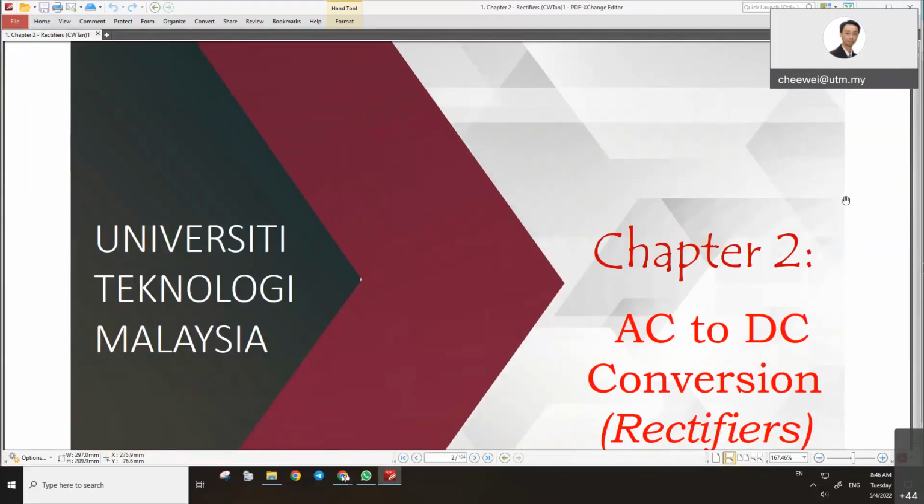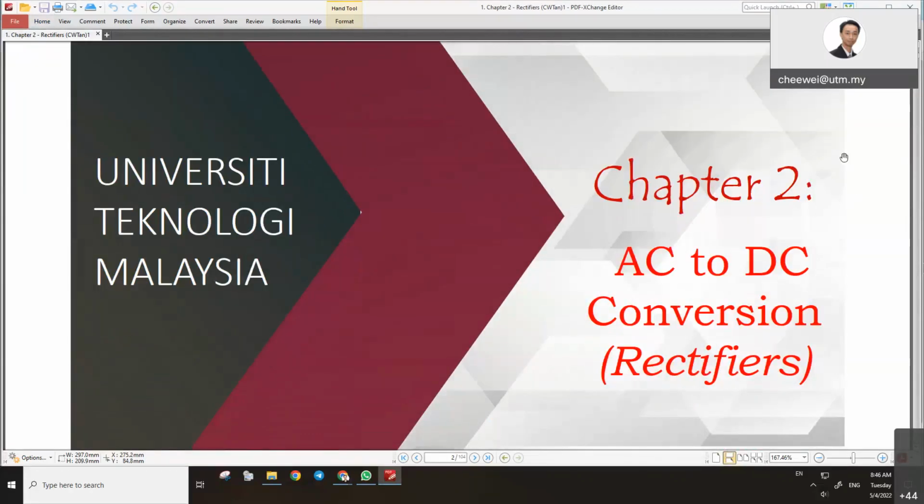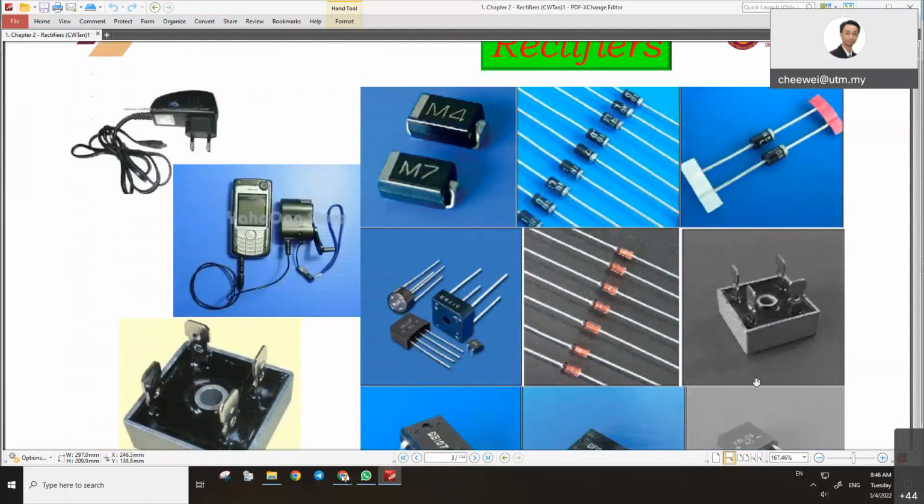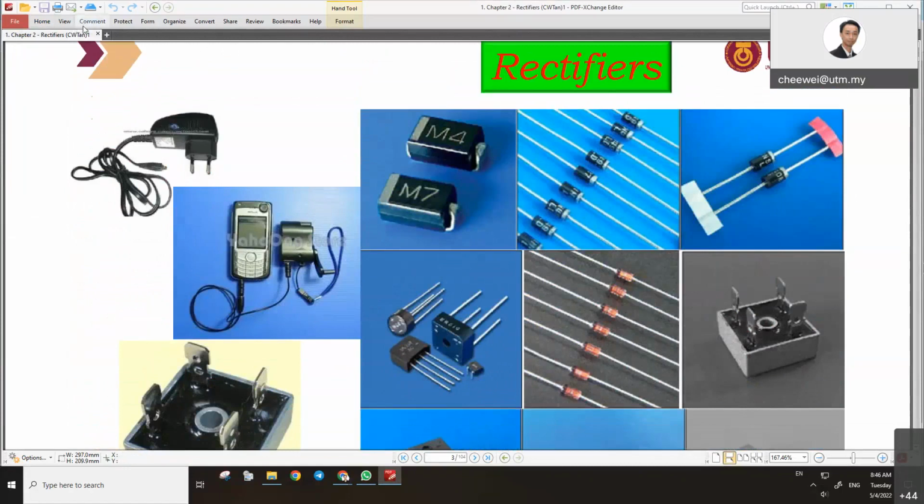Welcome back. Chapter 2 on AC to DC conversion. What is the name for this AC to DC conversion? We call it rectification. So the converter or the device that does the job is known as a rectifier. So you can see that rectifiers actually appear in our daily life.